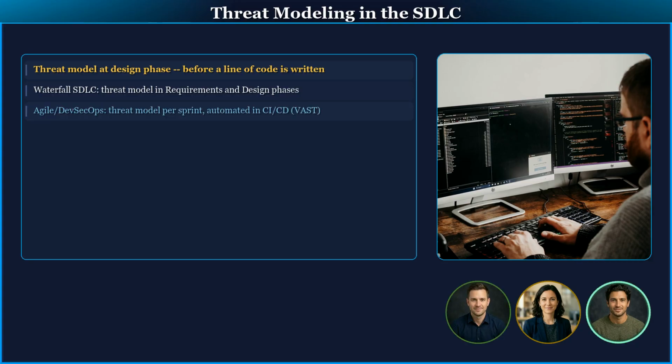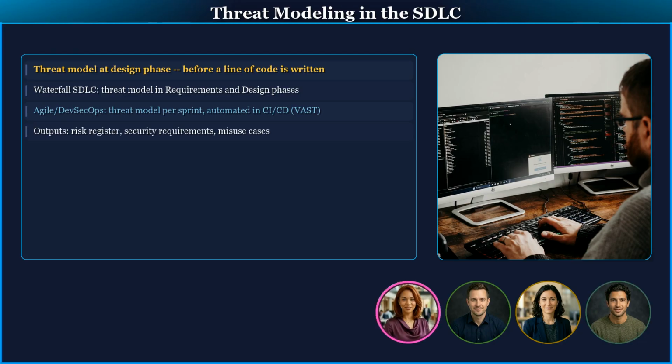In Agile and DevSecOps environments, threat modeling cannot be a waterfall-style annual exercise, and this is where VAST comes back. VAST was specifically designed to integrate with sprint cycles and CI/CD pipelines. Teams produce lightweight threat models per feature, not per product, and the tooling flags new trust boundary crossings automatically.